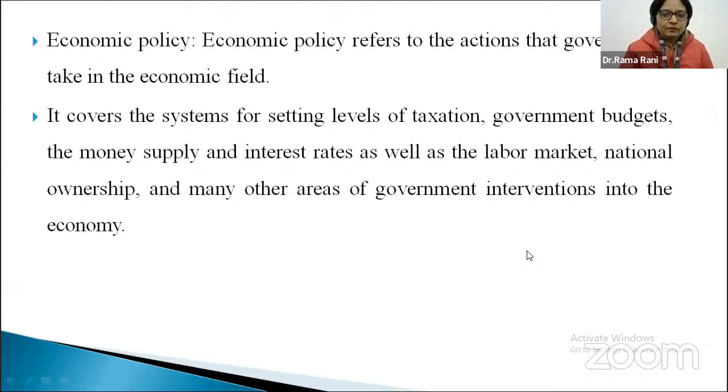The new economic policy was implemented by Dr. Manmohan Singh to improve the condition of our Indian economy. It is related to the taxation, it is related to the government budget and overall development of the infrastructure of our country.